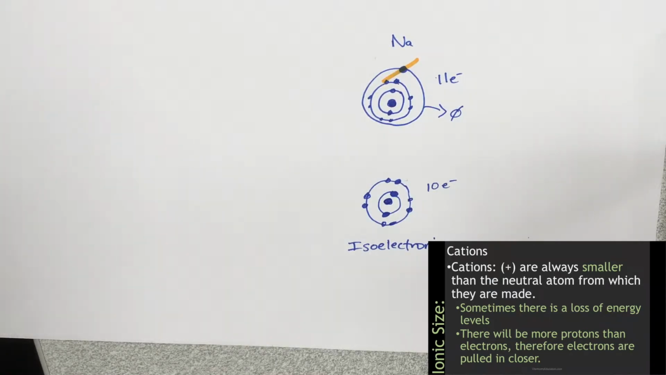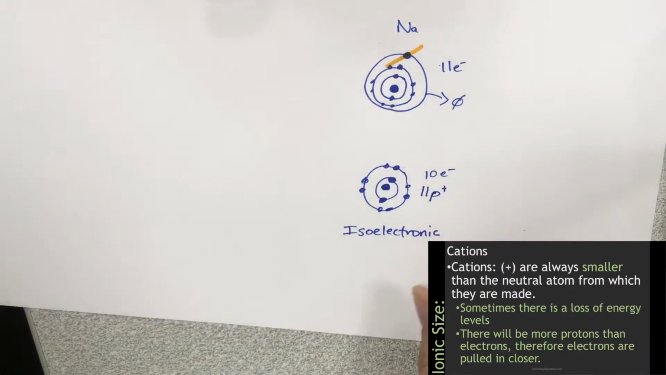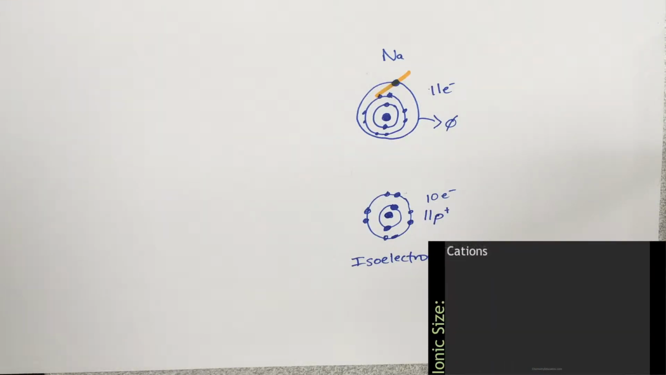And there will be more protons than electrons, so there are still 11 protons always. Remember, we never change the number of protons, so there's still 11 protons but only 10 electrons. Obviously, that would have to be true in order for the ion to be positive. So the more electrons cations lose, the smaller the ion becomes.